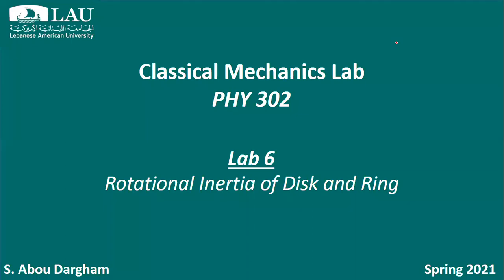Hello everyone, this is Lab 6, Rotational Inertia of Disk and Ring. Our objective in this lab is to find the experimental rotational inertia of a disk and the experimental value of a ring. And then we are going to compare these values to the calculated ones.